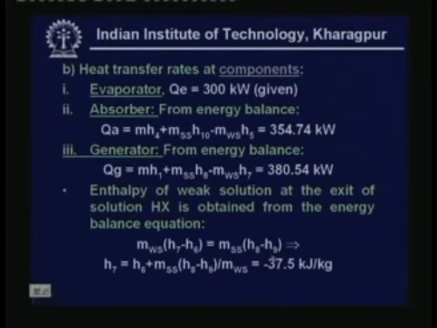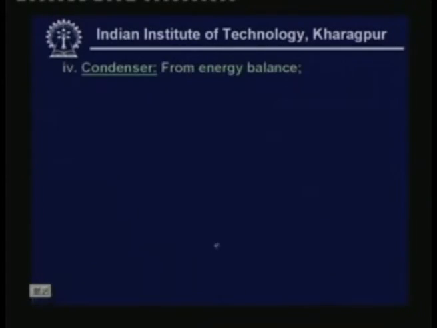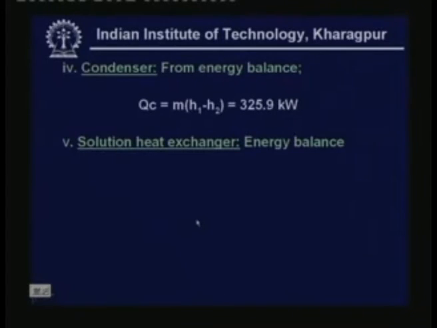Now, if you substitute this enthalpy value in the energy balance for the generator, you can find out the required heat input to the generator QG. We find that QG is 380.54 kilowatts. So, this is the energy that is to be supplied to the generator. Then condenser, as I have already explained, QC is equal to m into H1 minus H2. m is the mass flow rate of the refrigerant known to us, H1 and H2 are enthalpy values which are also known. If you substitute these values, you find that heat rejection rate at condenser is equal to 325.9 kilowatt. And solution heat exchanger.